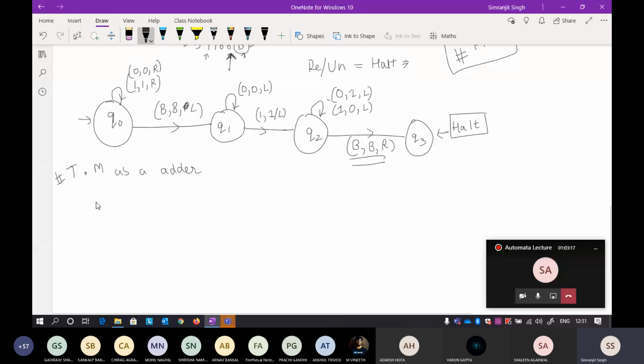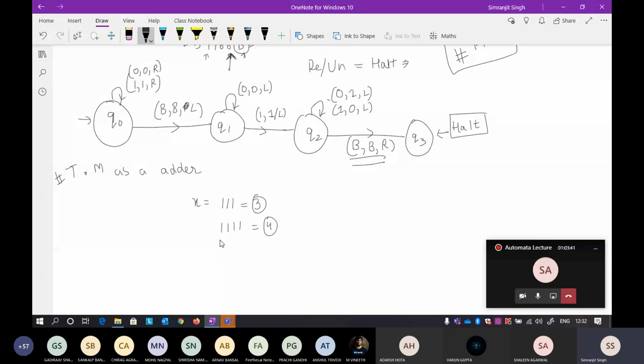Okay, so I'll do this question. When a Turing machine is acting as an adder, suppose x is a variable, and in this x there are three ones given here. You have to count the number of ones here. Here it is 3. If there are 4, then here it will be 4.